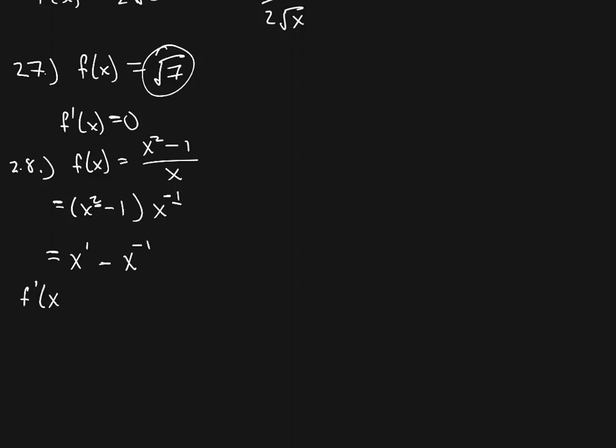F prime of x is equal to 1x to the 1 minus 1 minus, now we've got negative 1x to the negative 1 minus 1. So just simplifying this out, we see that this is x to the 0 minus, and we've got a negative here, so we're minusing a negative. So this becomes plus x to the minus 2. So this then is equal to x to the 0. Anything raised to 0 power is 1. Now we've got plus x to the minus 2. So there you have it. That's 28.